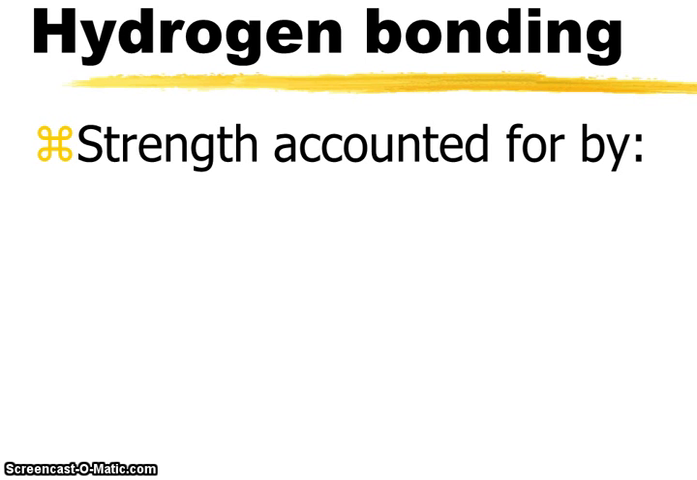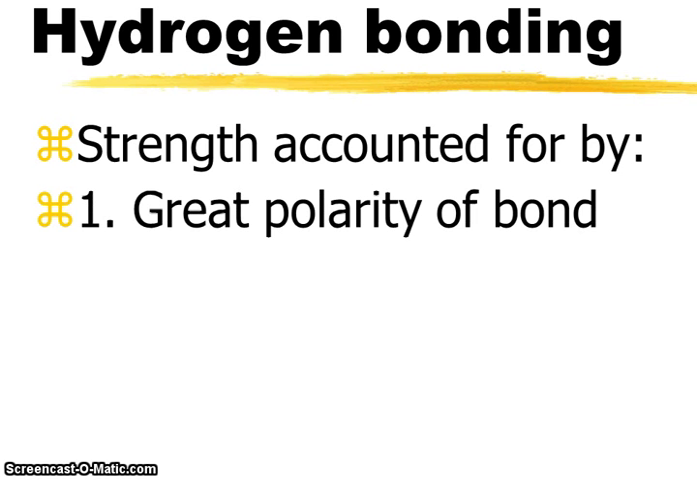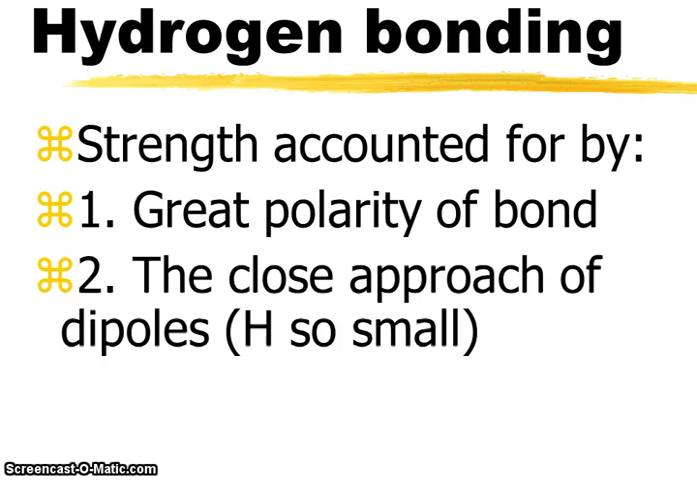And the hydrogen bonding, or that strong dipole-dipole intermolecular force that forms when hydrogen is bonded to nitrogen, oxygen, or fluorine within the molecule, is due to the great polarity within the molecule and the close approach of the dipoles because hydrogen is so small.